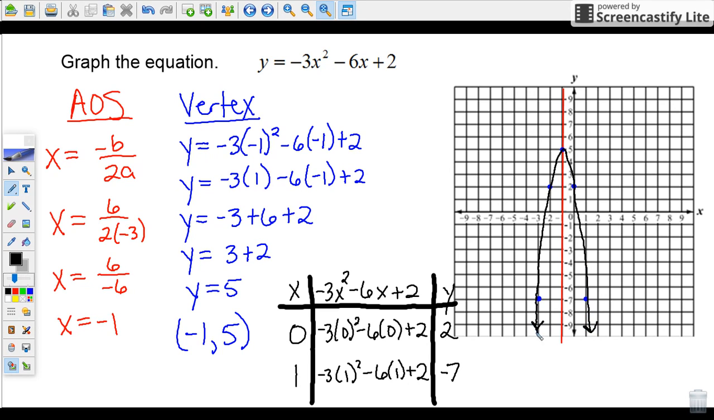And there is the graph of that equation. Have a great day. I hope this helps.